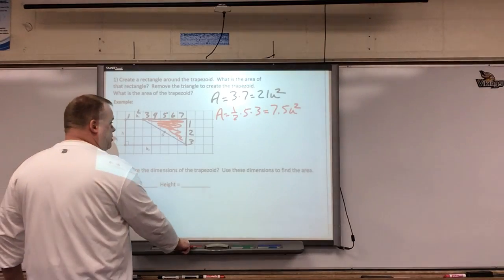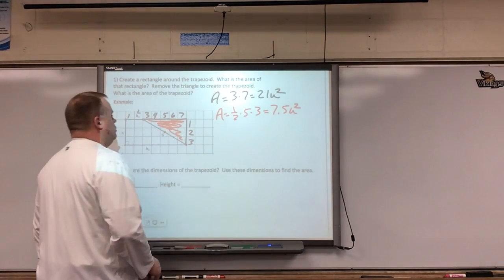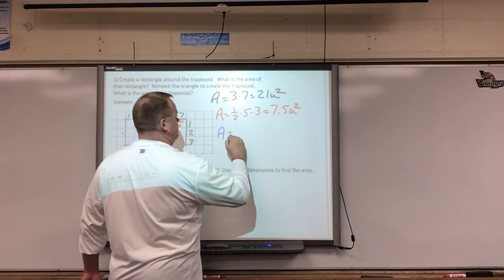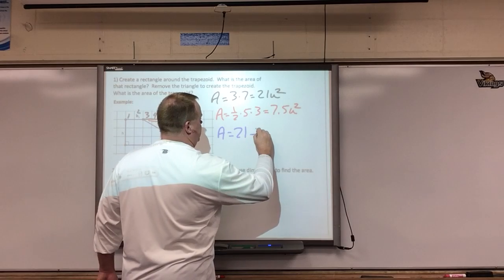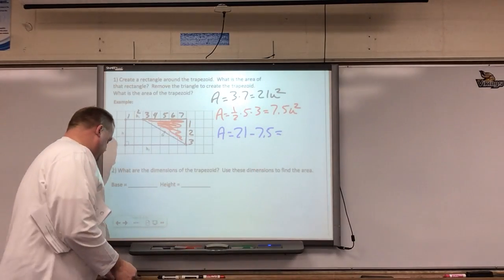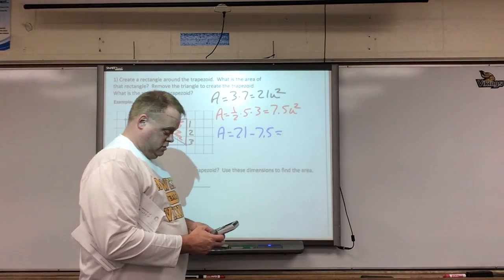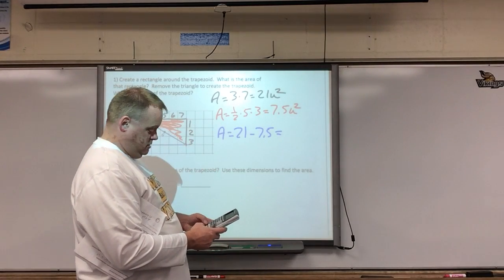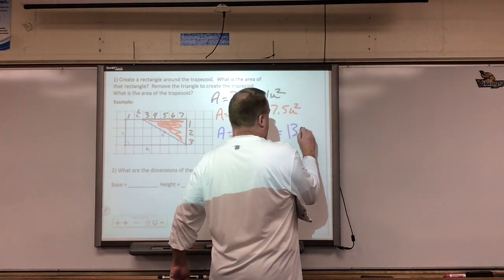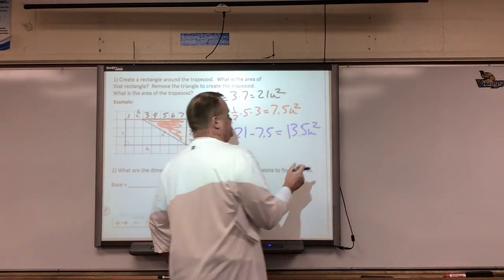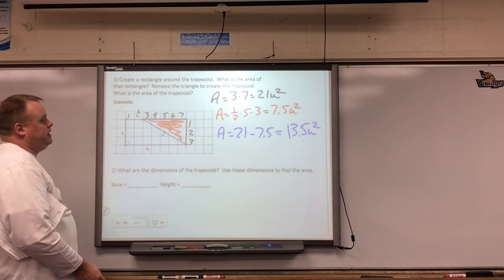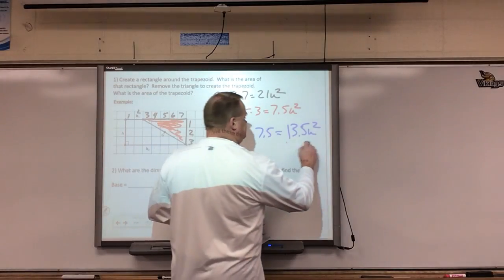So what is the area of the trapezoid? Well, the area of the trapezoid is the rectangle minus the triangle. So area equals 21 minus 7.5, which is going to be equal to what? Well, let's do that. 21 minus 7.5, and that is 13.5. Well, 13.5 units squared. That is my area of the trapezoid. Okay? So we have found it.